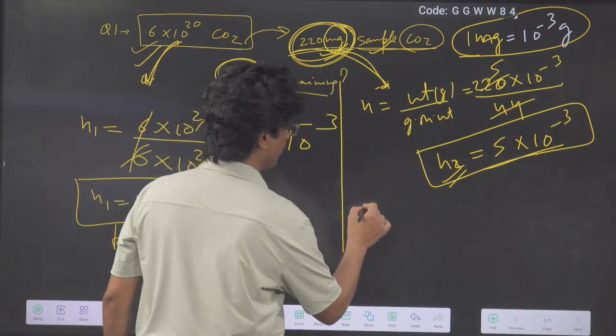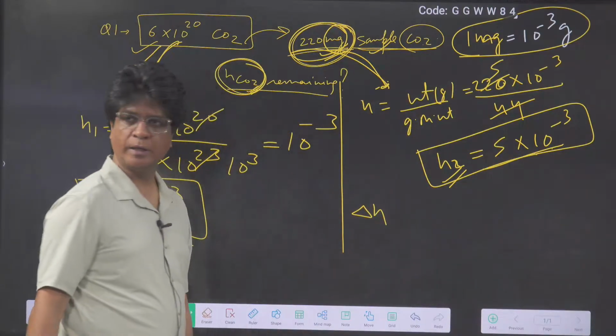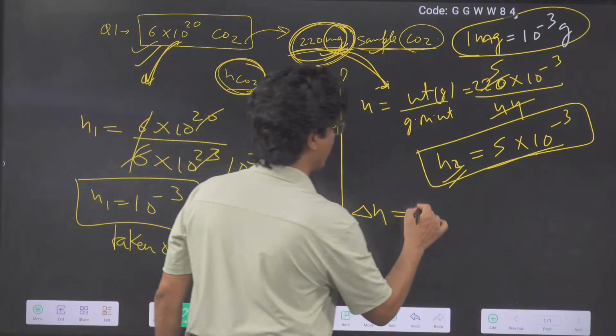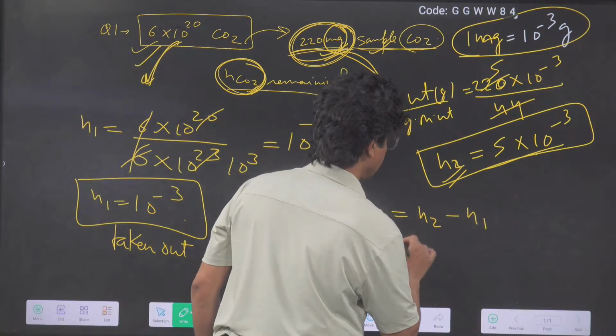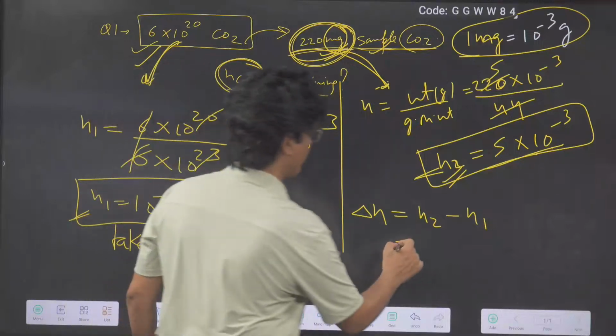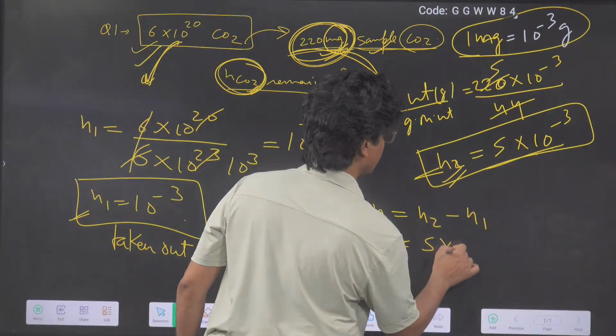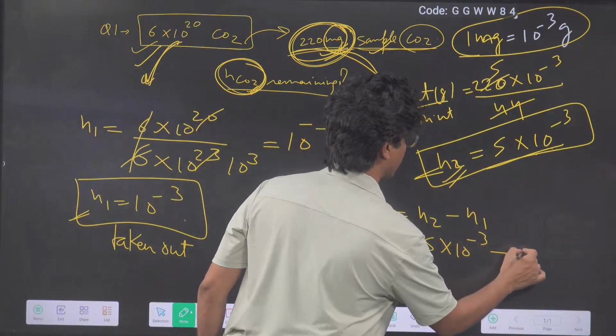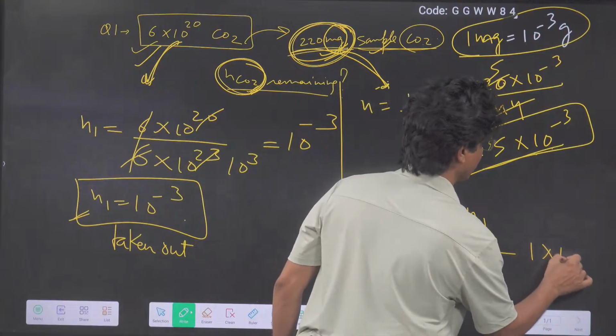So the remaining moles are what? Delta N. It will be like N2 minus N1, initial minus final number of moles. So this will be N2, which is 5 into 10 to the power of minus 3, minus 1 into 10 to the power of minus 3.